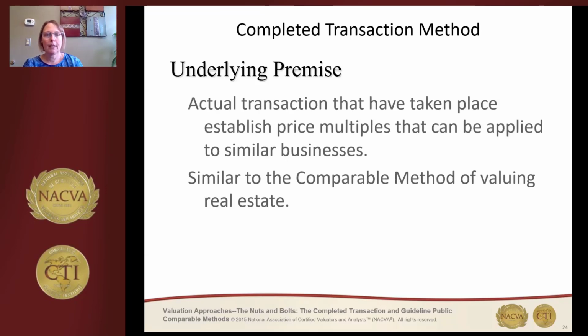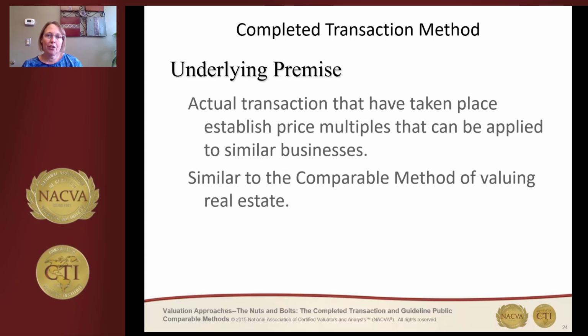The underlying premise is that the actual transaction that has taken place establishes price multiples that can be applied to similar businesses. So company X sold for 1.2 times revenue. We can then say, perhaps our company is worth 1.2 times revenue. So it's similar to the comparable method of valuing real estate. I already talked about that.